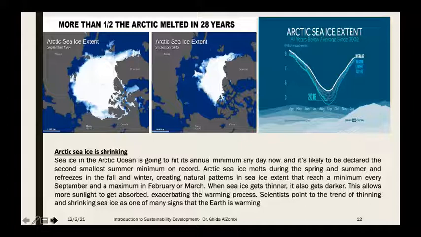So when sea ice gets thinner, it also gets darker, and this allows more sunlight to be absorbed, exacerbating the warming process. Scientists point to the trend of thinning and shrinking sea ice as one of the many signs that the Earth is warming.